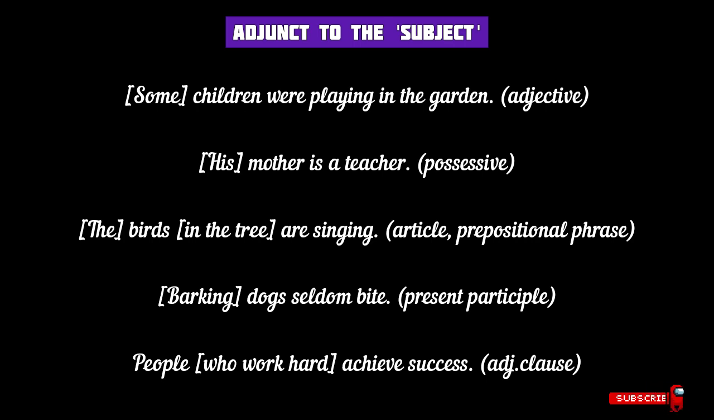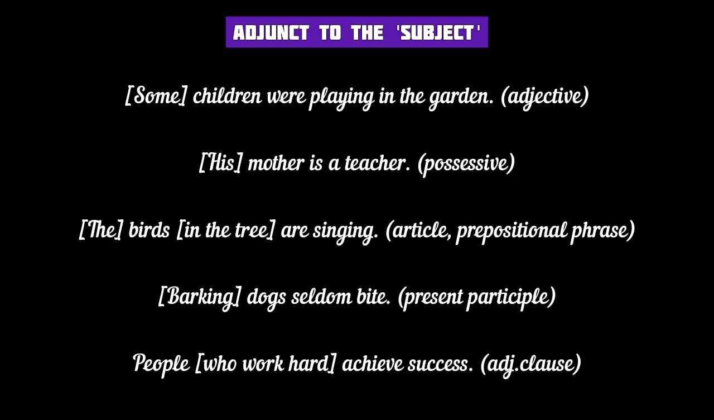The birds in the tree are singing. In this sentence, the noun birds is the subject word. The article the and the prepositional phrase in the tree are both modifying it. In this way, they are both adjuncts to the subject in this sentence. And the whole expression, the birds in the tree, is called the enlargement of the subject. Thus, we see that an adjunct to the subject may come either before the subject word or after it.